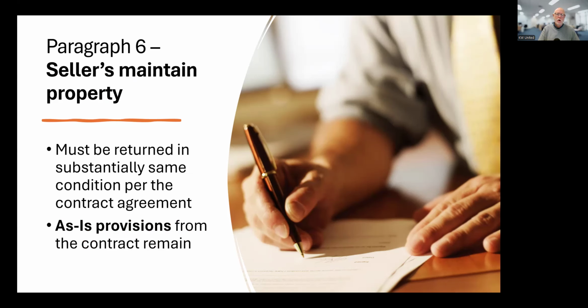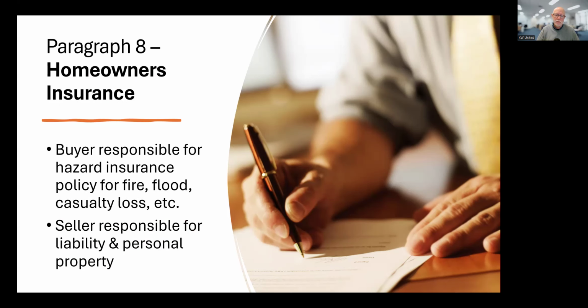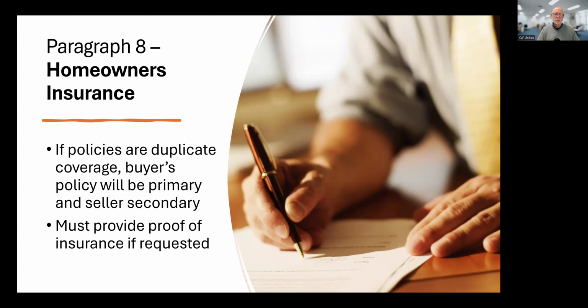Okay. Homeowners insurance. Buyers responsible for hazard insurance, policy for fire, flood, and casualty. Now, this way it is like a landlord tenant. I'm responsible for the house and anything that goes wrong with it, but you as the seller are responsible for liability in your personal property. Okay. If policies are duplicate on the insurance, then the buyers becomes the primary and the sellers becomes the secondary.